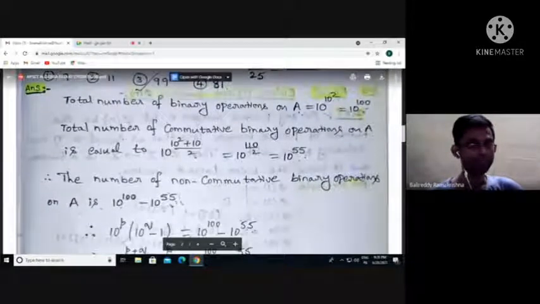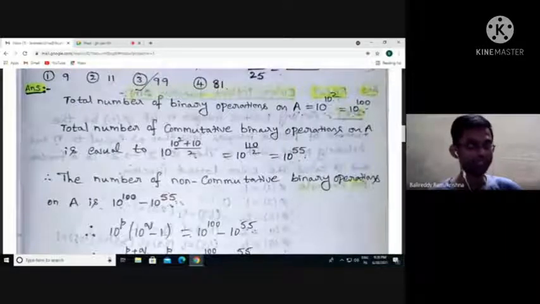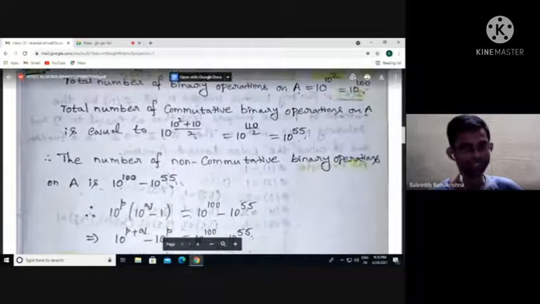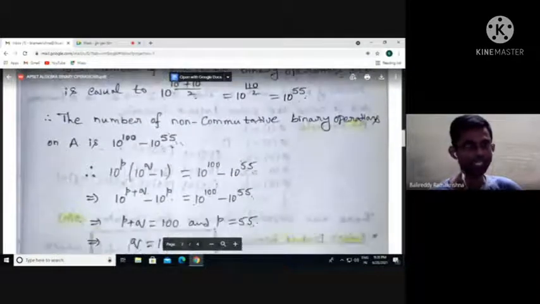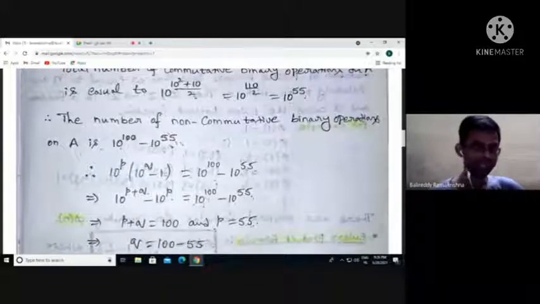Now, the number of non-commutative binary operations on capital A is given by the total number of binary operations minus the number of commutative binary operations. That is nothing but 10 to the power 100 minus 10 to the power 55. And in the hypothesis, it is given that this value is equal to 10 to the power p into (10 to the power q minus 1). So it must be equal to 10 to the power 100 minus 10 to the power 55. On simplification, we get the left hand side as 10 to the power p plus q minus 10 to the power p, which is equal to the right hand side 10 to the power 100 minus 10 to the power 55.